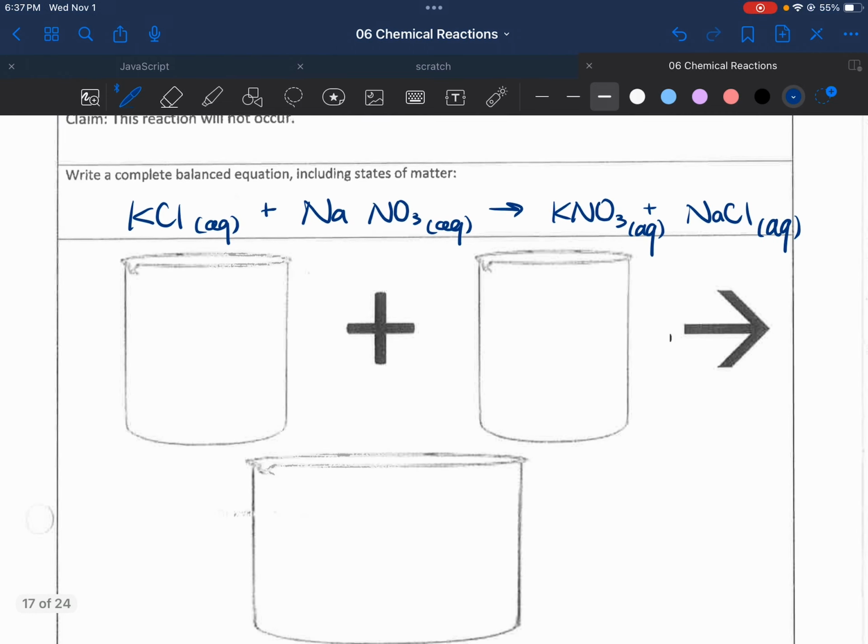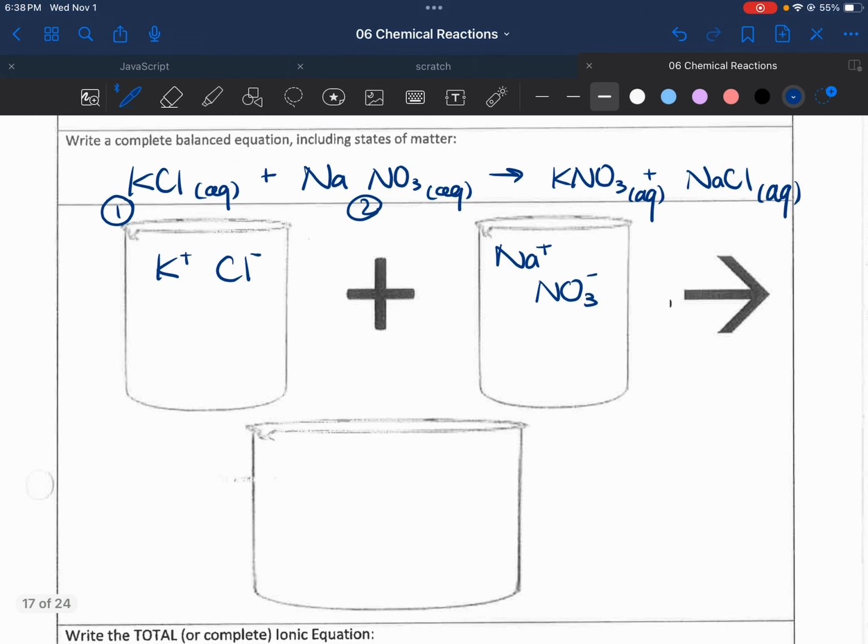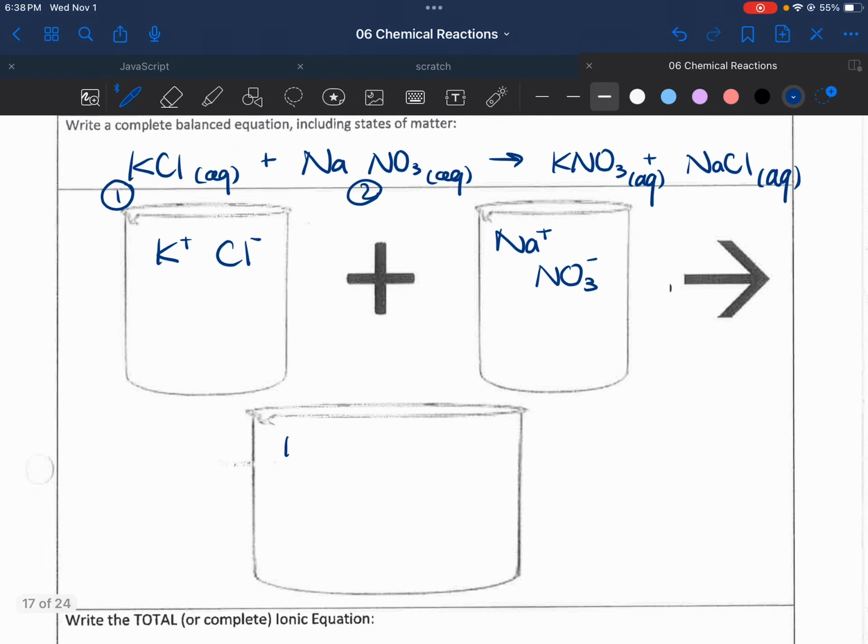So if we were to draw the first compound in my first beaker, I have some potassium cations and some chlorine anions, right? And for my second beaker, I also have an aqueous solution, which has some sodium cations and some nitrate anions, okay? So together we form also a solution, okay? So every species in there is going to be in its ionic form. So we have the potassium cation, nitrate anion, sodium cation, and the chlorine anion, right?